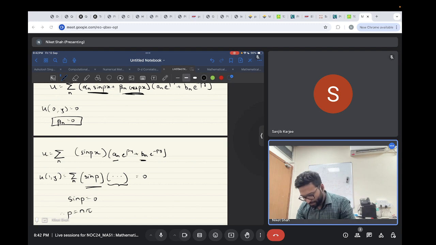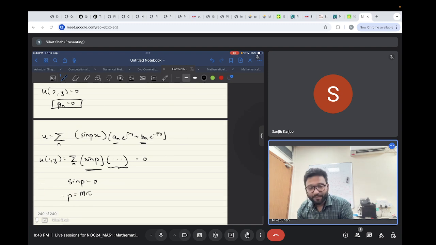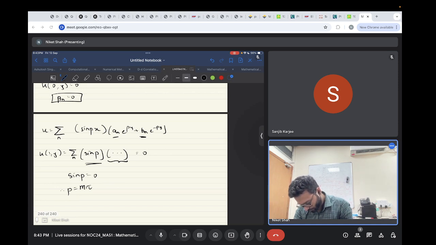So that is why p has to be n pi form, but n we have already used as a variable, so maybe I'll use some other variable, m pi. Basically, m is an integer, so p is some integer times pi, right? That's when sine is 0, only at integer values of pi. So now this becomes the sum over n of sine of m pi.